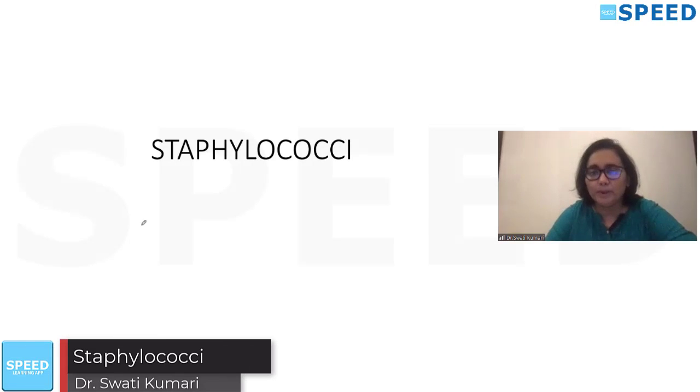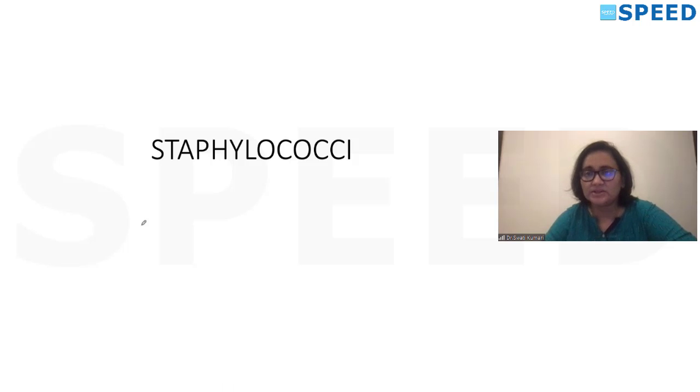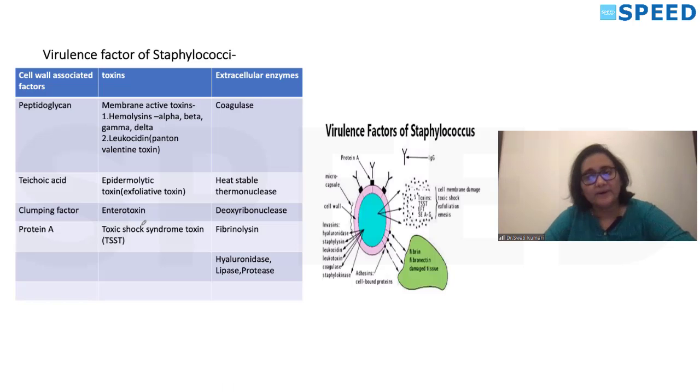So today one more important topic which we are going to discuss is about one of the important bacteria which causes human infection, that is Staphylococcus. Staphylococcus is responsible for hospital acquired infection and various types of community acquired infections. So what are the virulence factors of Staphylococcus?